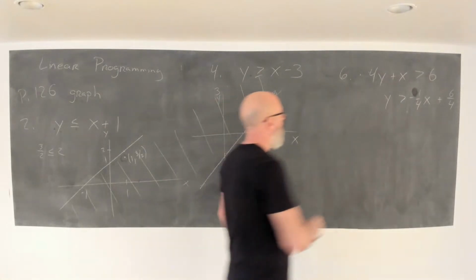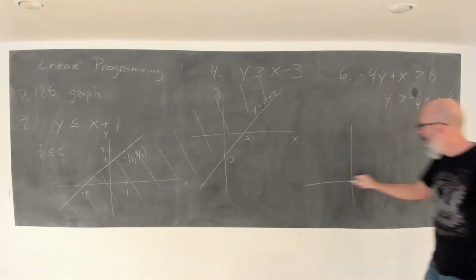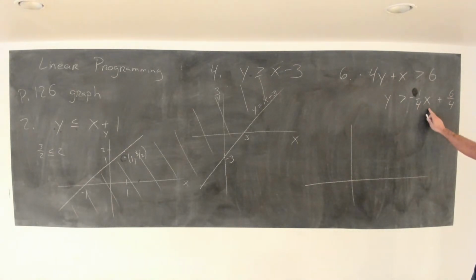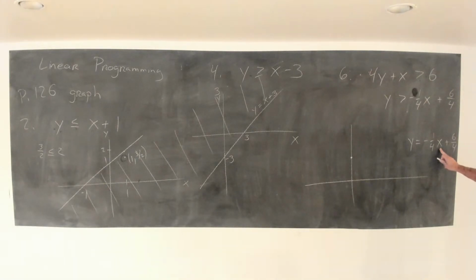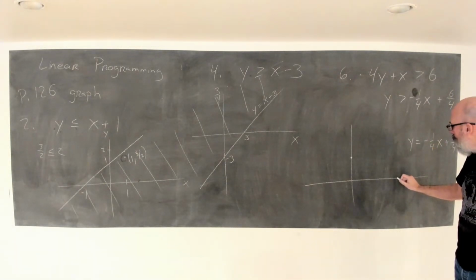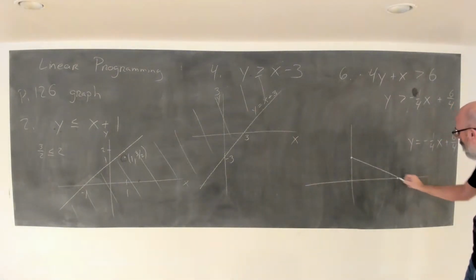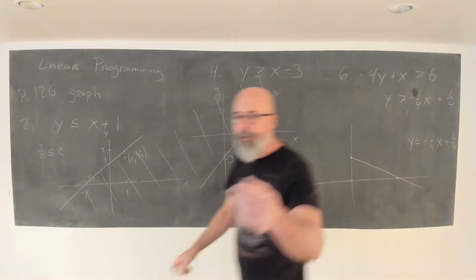We're going to graph this one by, first of all, graphing the line y equals minus 1/4 x plus 6/4. This is a straight line with y-intercept 6/4, and x-intercept, when x is 6, y is 0. So it goes through these two points. Thank you, Annie.